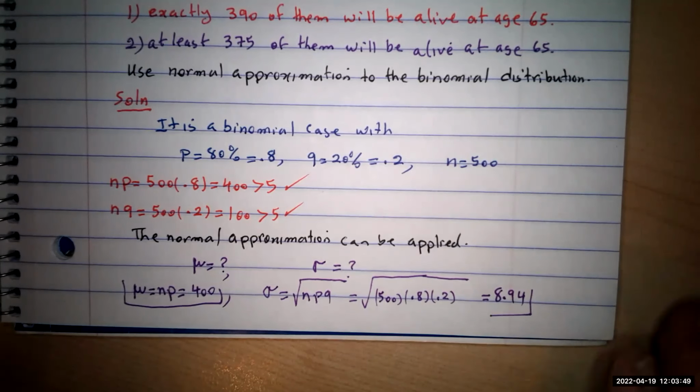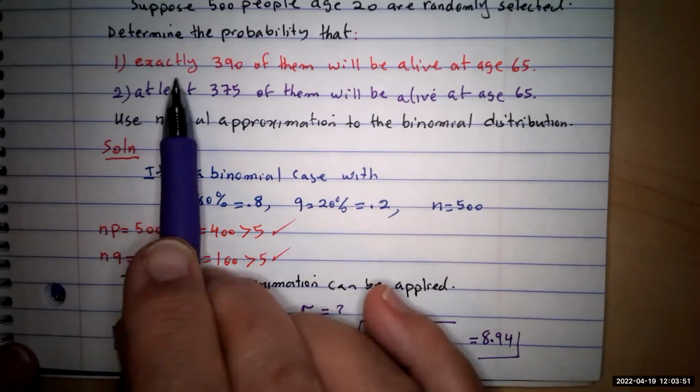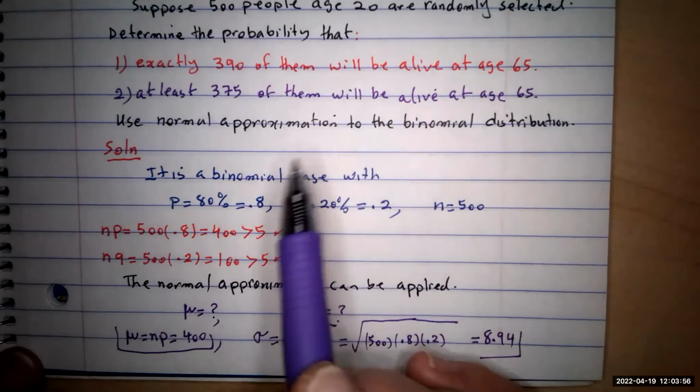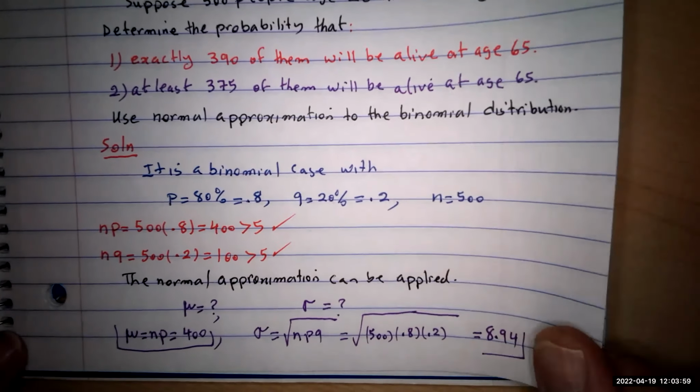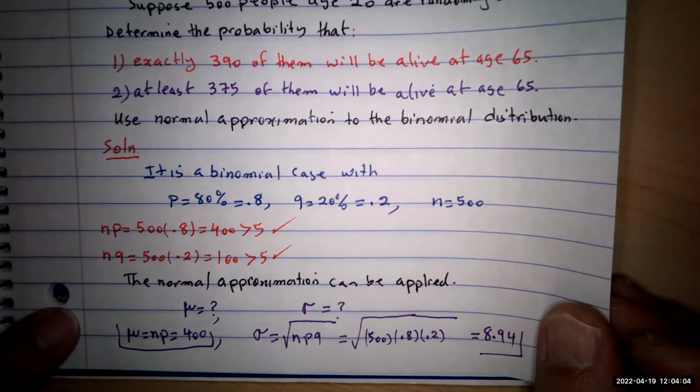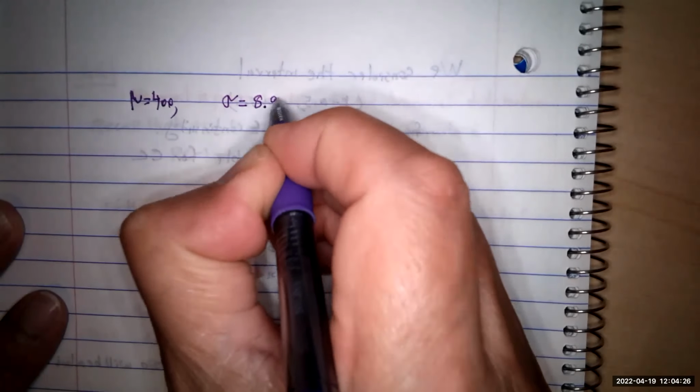Now you bring in the question. The first part is the probability that exactly 390 people were alive at the age of 65. So let's go to the next page. Any question? So nicely, check the first condition, then you drop it into the normal. From now on, you are in a normal distribution case. So the mean mu is 400, and the sigma that you're going to take for the rest of this problem is 8.94.